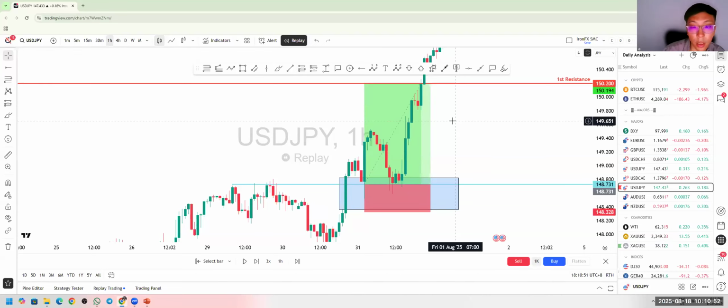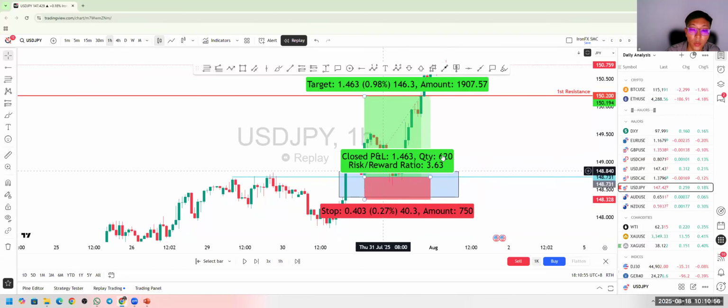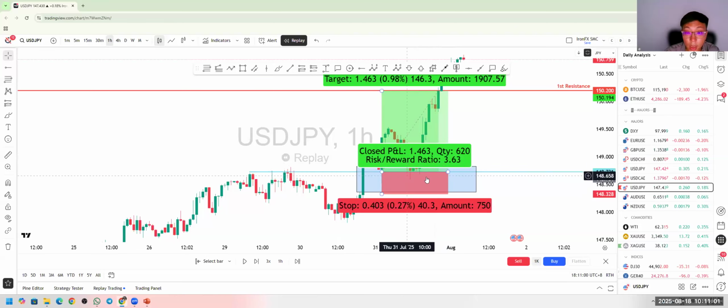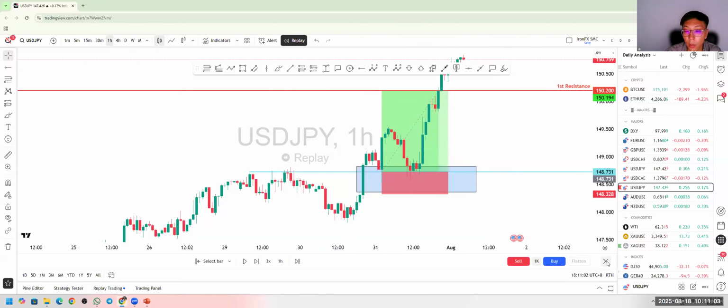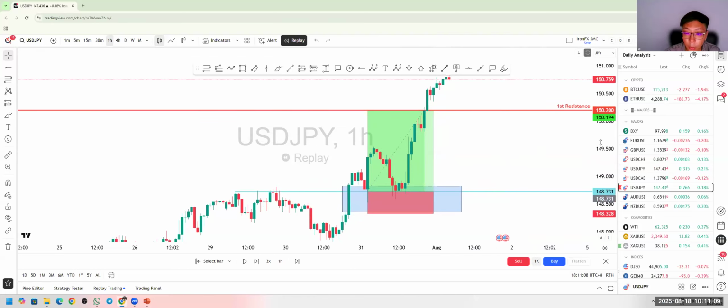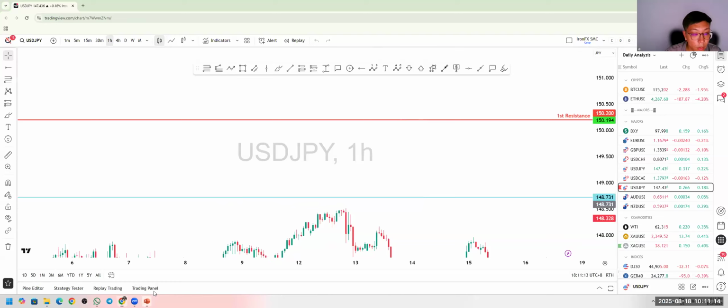But I would suggest along the way, try to take some profits because you wouldn't know how price would react. You can see how price actually came back down to your entry. So this would cause people to panic, and then exit over here.